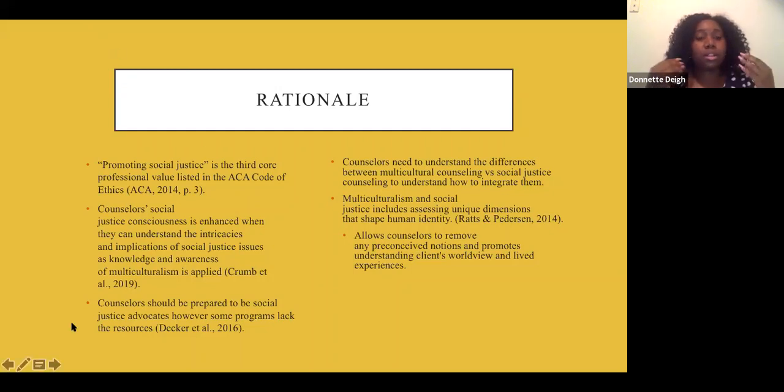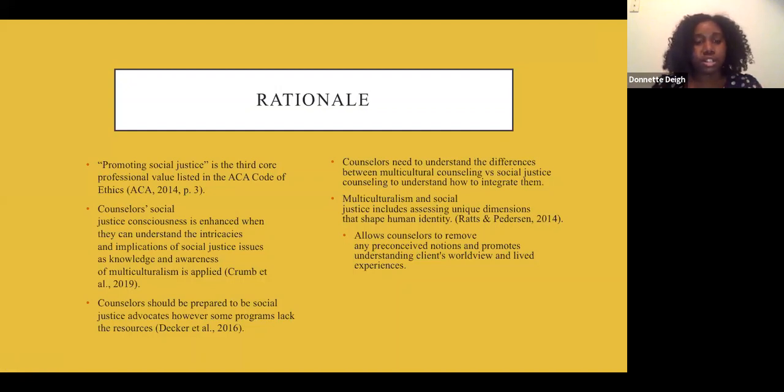All right, so next, social justice consciousness is enhanced when counselors are able to understand the intricacies and implications of social justice issues. So the knowledge and the awareness of multiculturalism is applied, right? So you should have this appreciation for your client's worldview, their life experiences, and this also results in the enhancement of your clinical skills as a counselor.